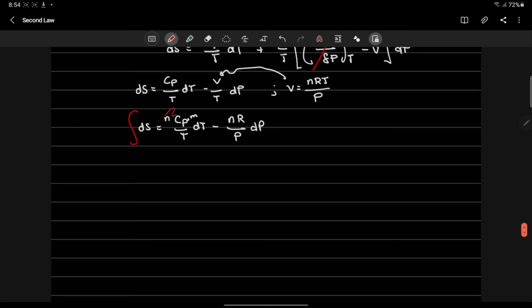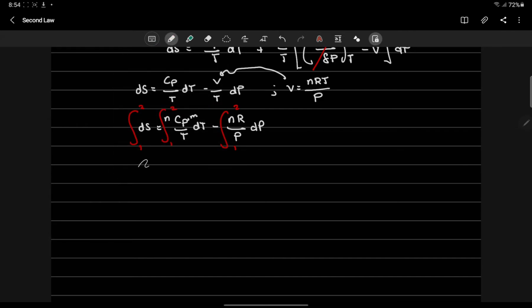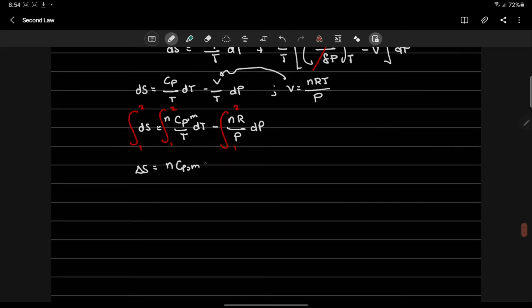Integrate all terms in the equation from condition 1 to condition 2. So ang mangyayari is that yung dS natin magiging delta S na siya, which is what we're looking for, equals n Cp molar, ibig sabihin naka per mole yung heat capacity, ln of T2 over T1 minus nR ln of P2 over P1.